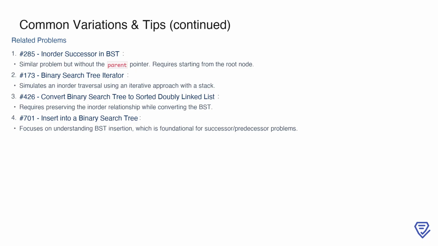Another related problem is number 426, convert binary search tree to sorted doubly linked list, where the goal is to preserve the Inorder relationship while transforming the tree. Finally, problem number 701, insert into a binary search tree, emphasizes understanding BST insertion, which is foundational for problems involving successors and predecessors. Familiarity with these problems will strengthen your grasp of BST concepts and prepare you for variations in interviews.